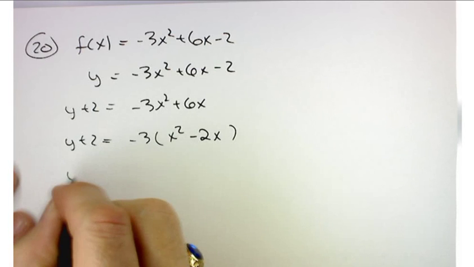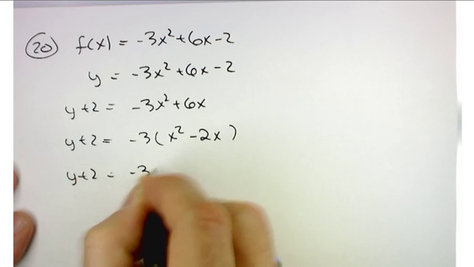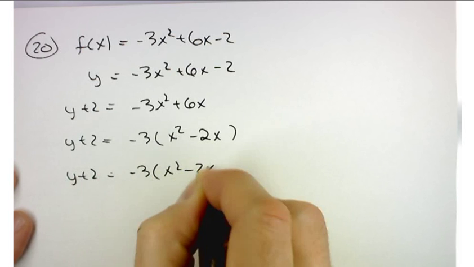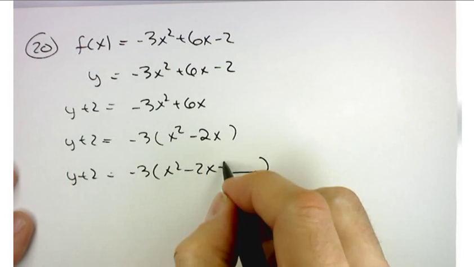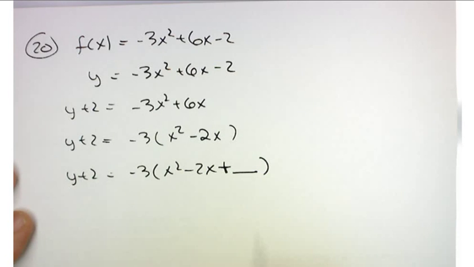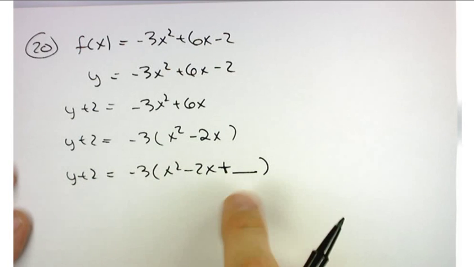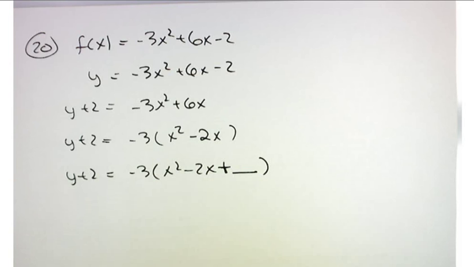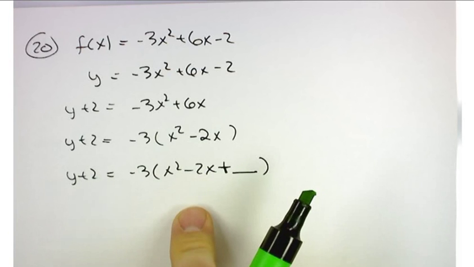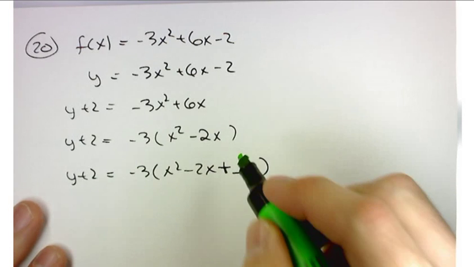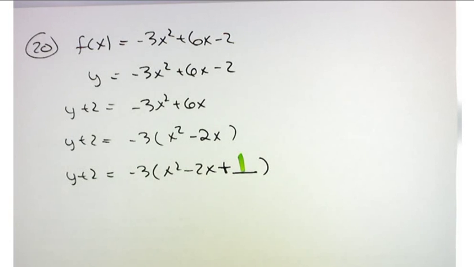So it's going to be y plus 2 again equals negative 3 x squared minus 2x plus something. It's always going to be a plus when you complete the square here. What am I going to put in the parenthesis? Can you see that a 1 completes a square? Half of negative 2 is negative 1. Negative 1 squared is 1. So I'll put a 1 there.